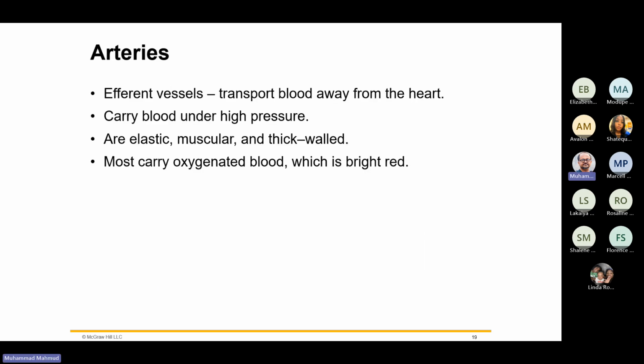The efferent vessels, efferent means away, transport blood away from the heart. The arteries are efferent, carry blood under high pressure, and are elastic, muscular, thick-walled, and most carry oxygenated blood, which is bright red.